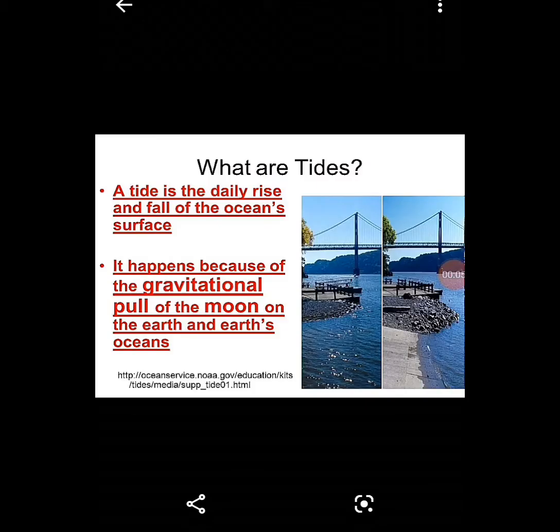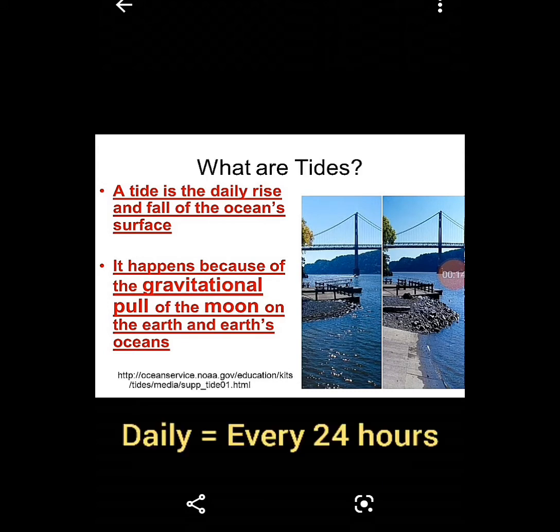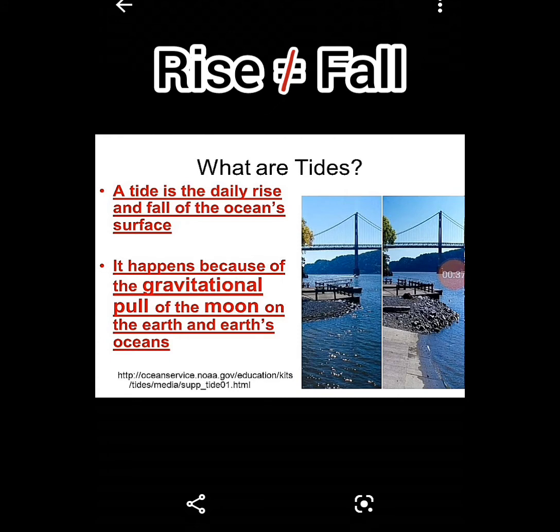A tide is the daily rise and fall of the ocean's surface. Daily, what does that mean? That means that tides happen every 24 hours and 50 minutes. So they happen daily. Rise and fall are opposites.